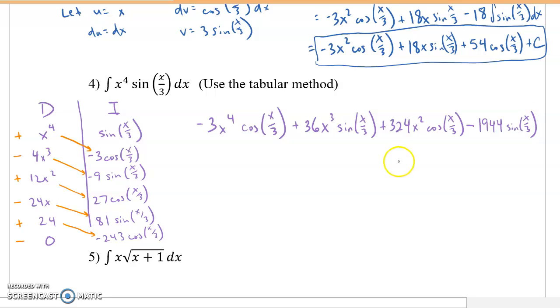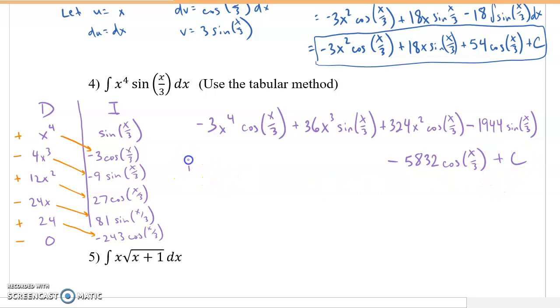And then one more, right? We've got the 24 times negative 243, so minus 24 times 243 works out to be 5,832 times the cosine of x over 3. And that's the tabular method. That's a crazy final answer.